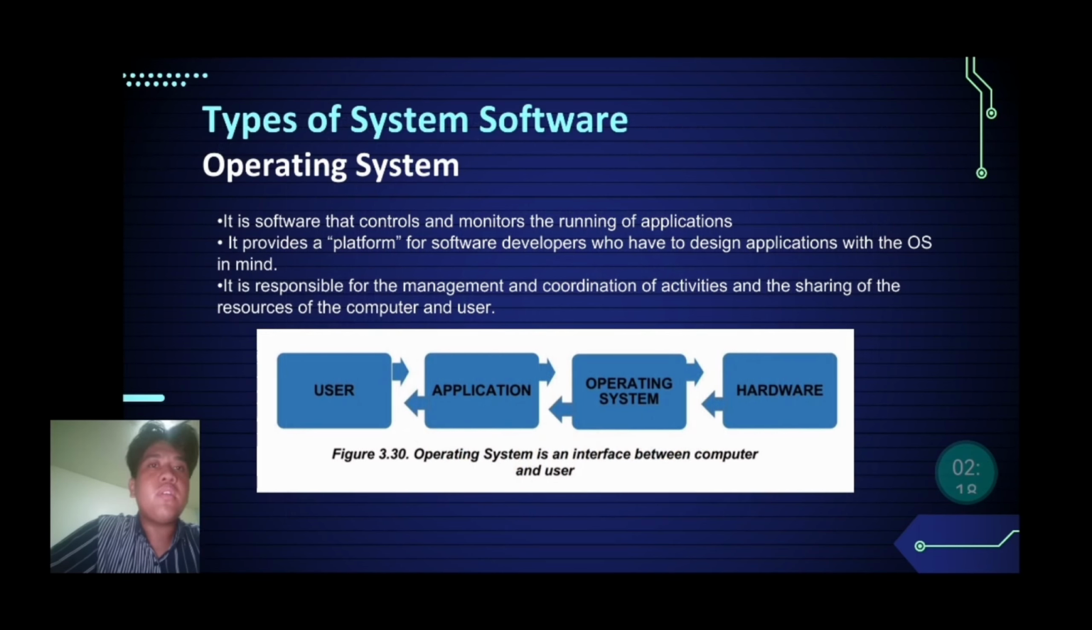Types of software: operating system. This is software that controls and monitors the running applications. It provides a platform for software developers who want to design applications with the OS in mind. It is responsible for the management, coordination, activities, and the sharing of the resources of the computer and user. Example, figure 3.30, operating systems as an interface between computer and user.